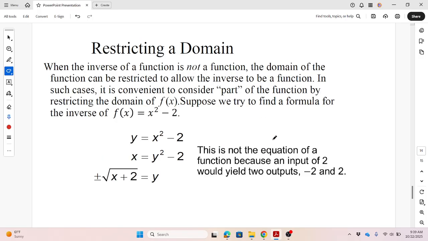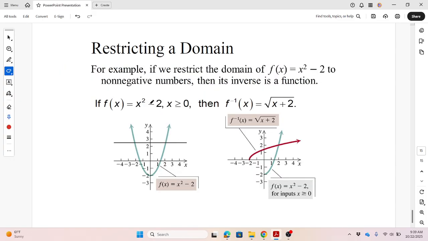So this is the test you can use to check whether two functions are inverses or not. Sometimes you can restrict the domain of the original function to make it 1-to-1. For example, let's say this is the original function. When you try to find its inverse, the inverse would give you two different outputs. If you have two different outputs for one single input, that's not a function, so you cannot find the inverse function here.